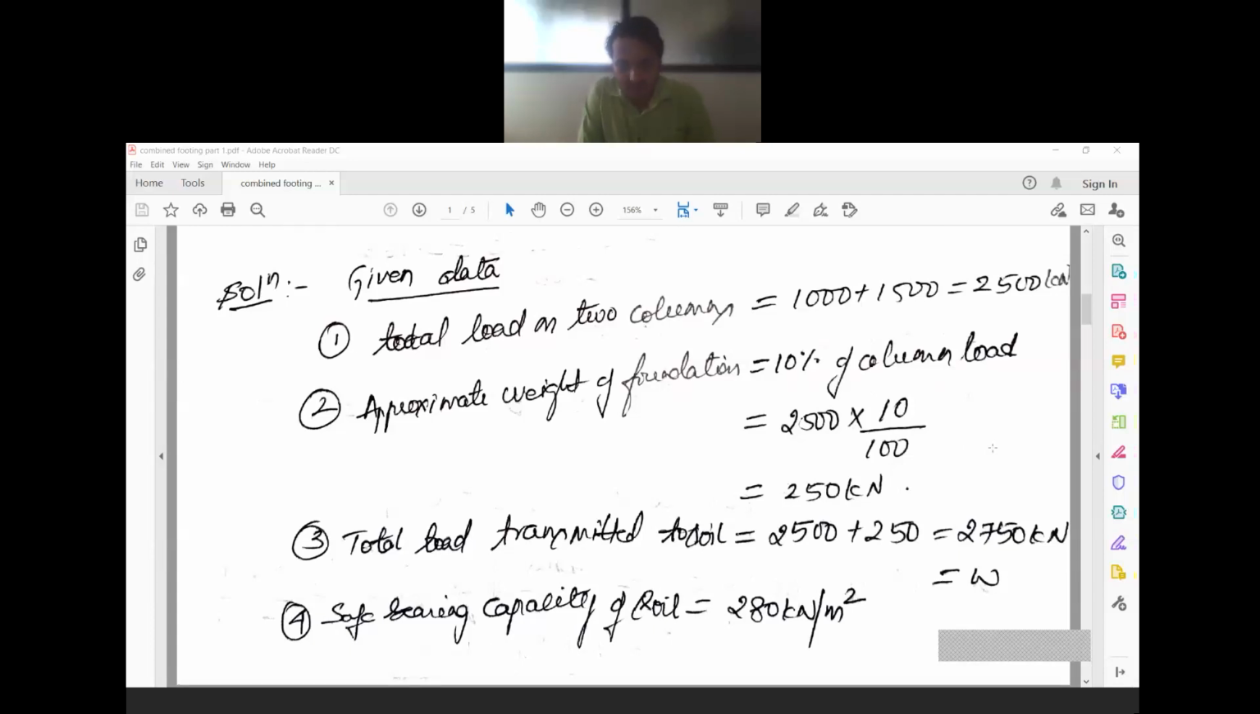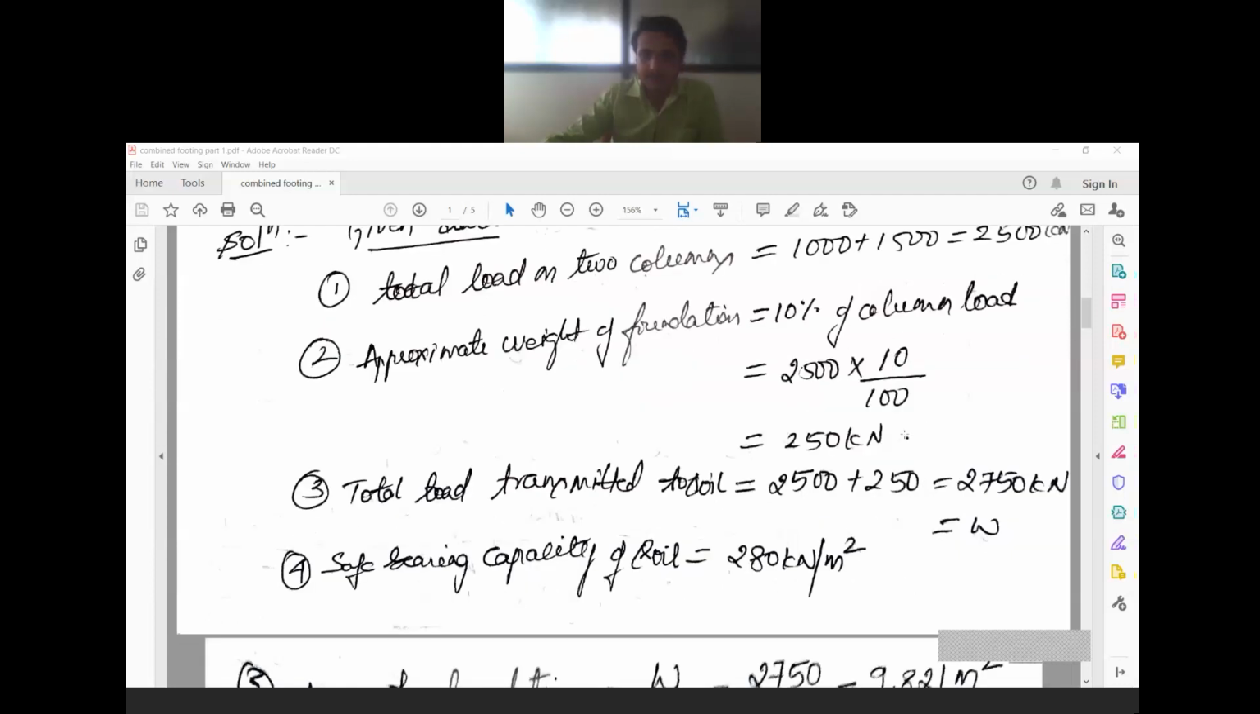So the 10% of total load of columns, total load from the column is 2500 multiplied by 10 by 100, which is the 10%. We will get 250 kilonewton. 250 kilonewton as the load. This is the foundation load.